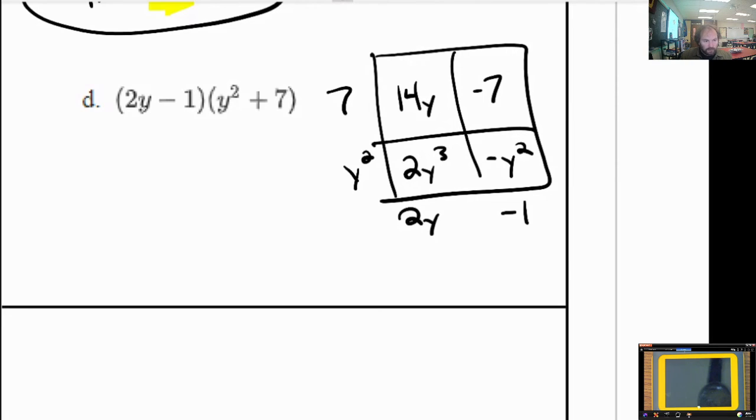None of these are like terms. Although if I'm being real specific and talking about things that nobody cares about, they should go in order descending in degree. So I'm putting the y to the third power first, followed by y squared, followed by y, followed by just a number. Just like that.